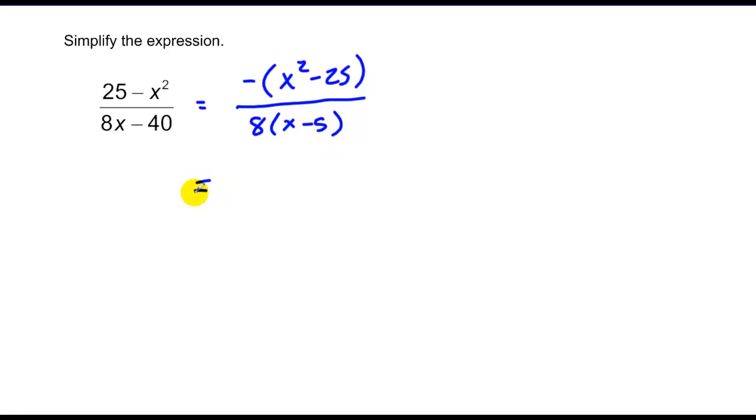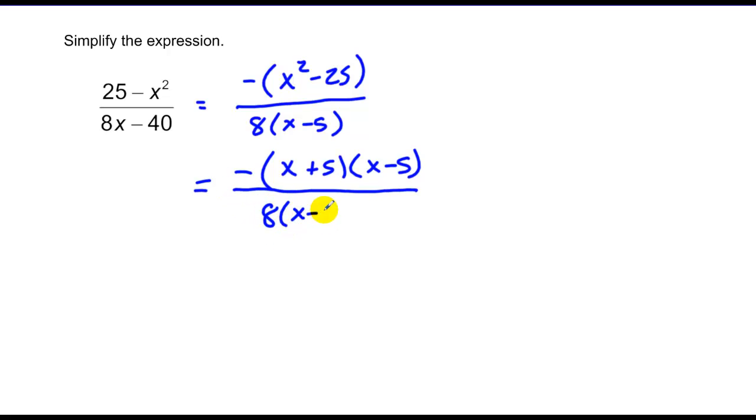Now this top, I have this negative on the outside. Those are perfect squares, so that's x plus 5 and x minus 5 over 8 times x minus 5. The x minus 5 are common factors, so I'm left with the opposite of x plus 5 over 8.